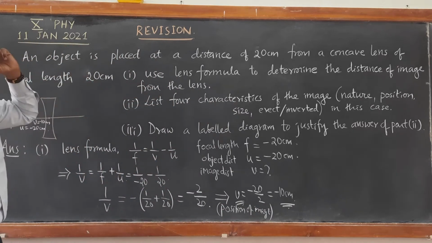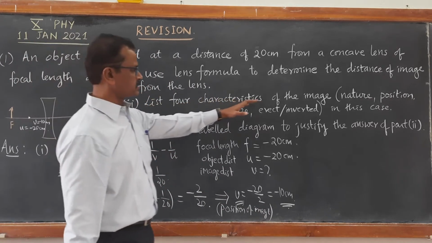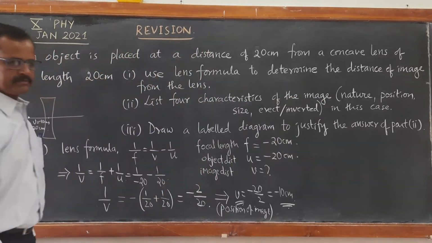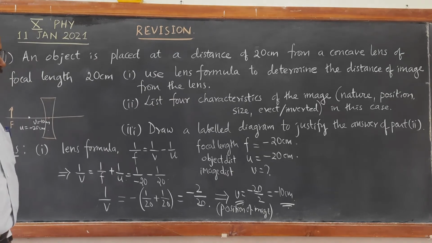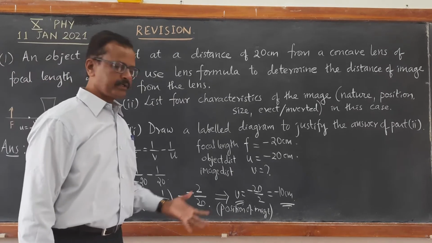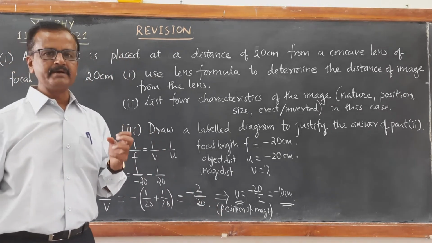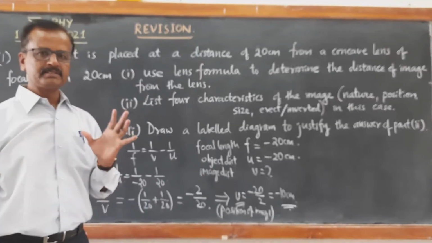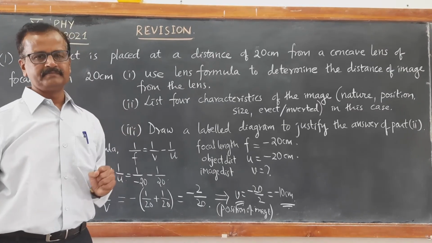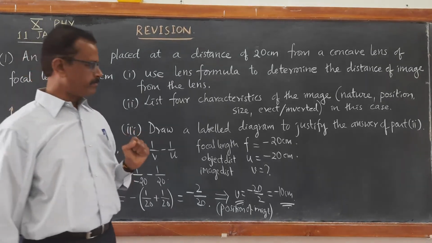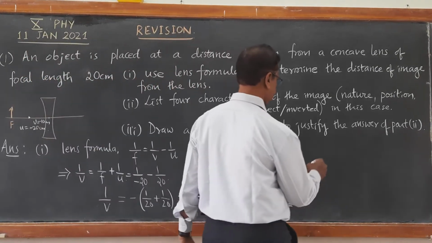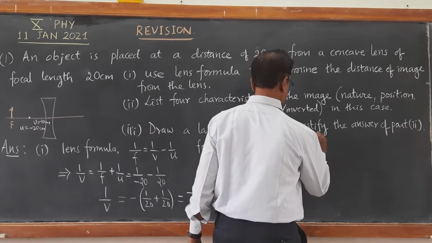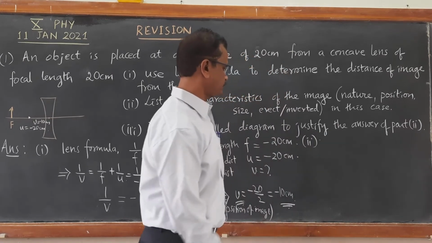Now look at the second one. List 4 characteristics of the image. Nature: what is the nature of the image? How do you find out the nature of the image? We know that for a concave lens, the image is always erect and always virtual. So let us see the second one, nature of the image.